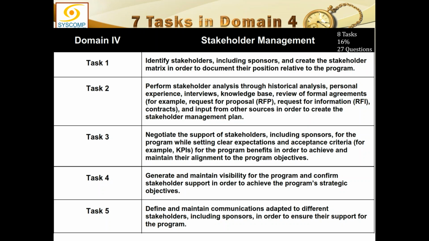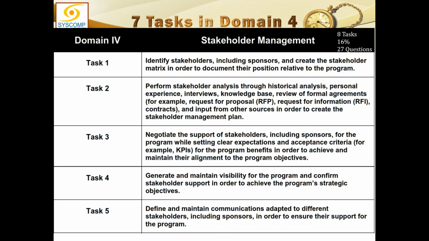So in task two, you perform stakeholder analysis through historical analysis and personal experiences. Maybe you interview several stakeholders for that purpose, use the knowledge base, and review the formal agreements, that is maybe the RFPs, RFIs, and whatever type of contracts. Input from other sources is also considered in order to create the stakeholder management plan. So the purpose here is to develop the stakeholder management plan. And the purpose of task one was to create a list of stakeholders, which we call the stakeholder register.